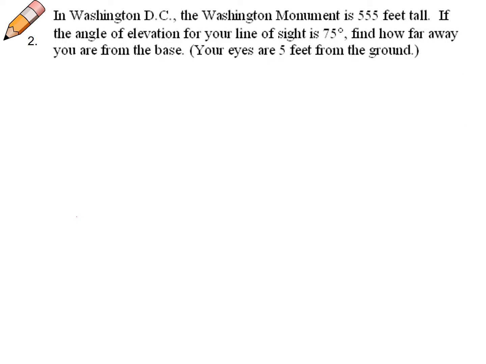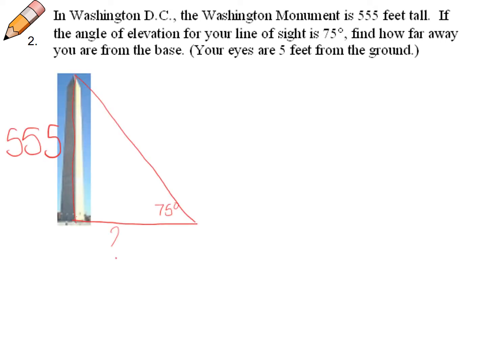Moving on to example number 2, in Washington, D.C., the Washington Monument is 550 feet tall. If the angle of elevation for your line of sight is 75 degrees, how far away are you from the base? Your eyes are 5 feet from the ground. So this is what our image should look like when we draw it out. There's the Washington Monument. It's 550 feet tall, but we also have to keep in mind that our person is 5 feet from the ground.